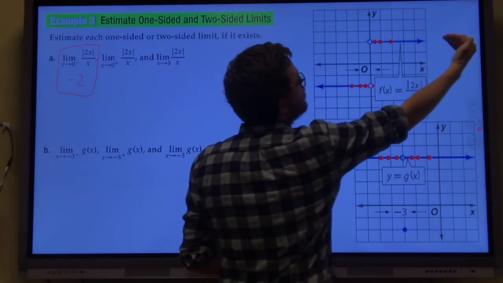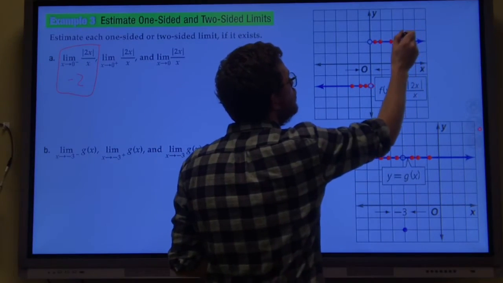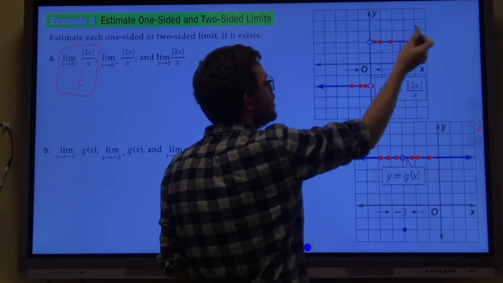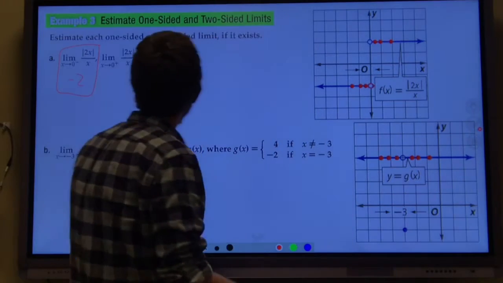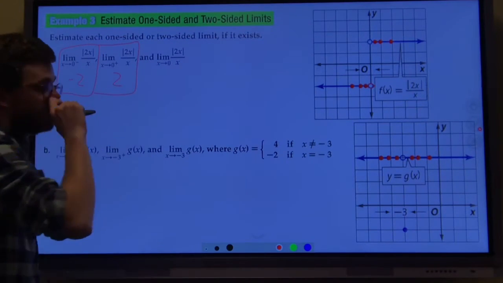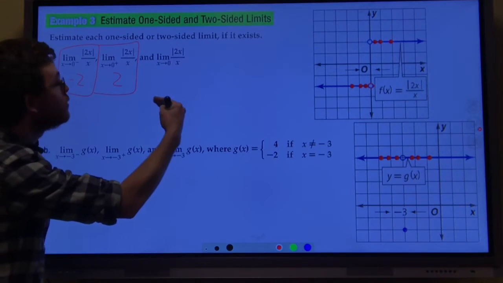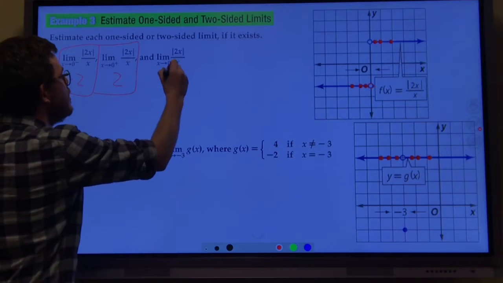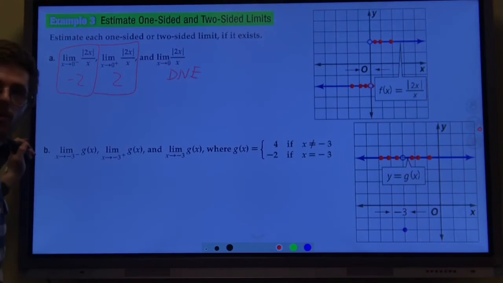As we approach 0 from the right side, the outputs are 2, 2, 2. So as we're getting closer and closer to 0, our outputs are just 2. The limit as x approaches 0: it's approaching -2 from one side, and +2 from the other. So this does not exist because it's not approaching the same thing from both sides.